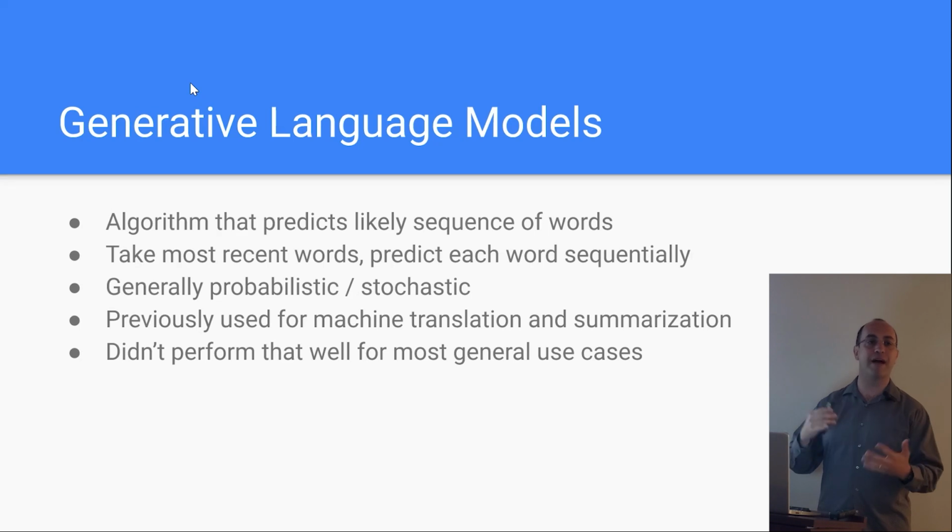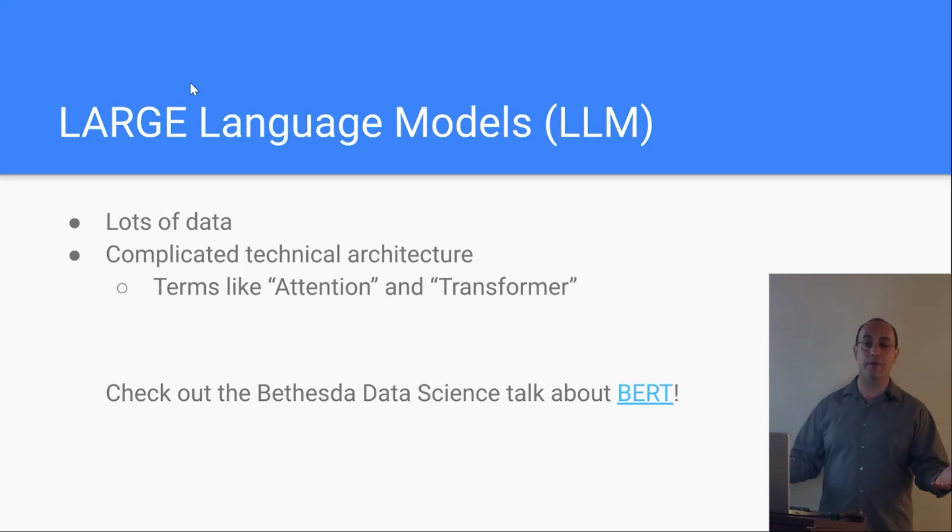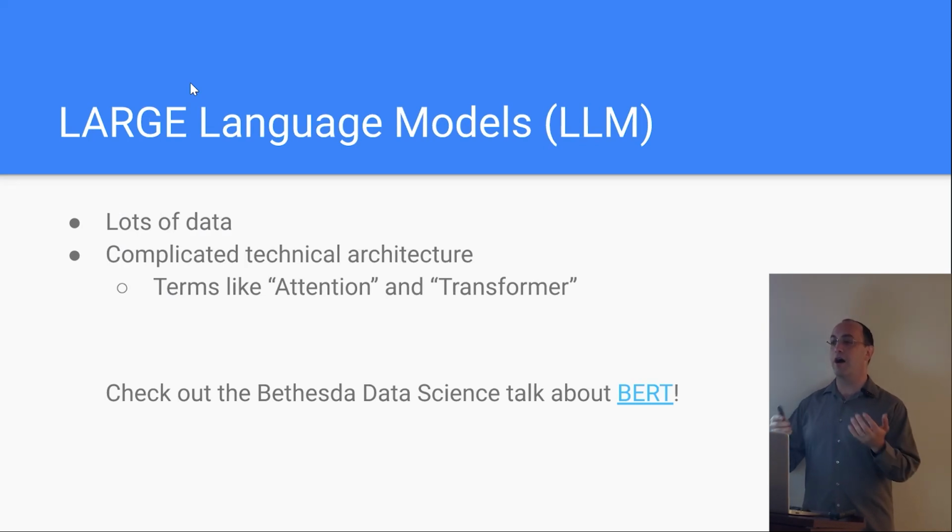Until, say, 4 or 5 years ago, they had been used a lot for machine translation or summarization. But frankly, until, say, 2018, 2019, they didn't really work very well for all except very precise and specific use cases. And that's what leads to large language models, which is just like a language model, but larger: more data, bigger architecture, more computing power.